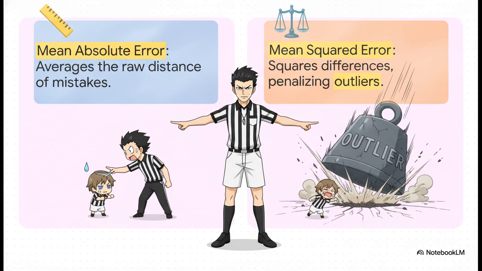Because we are squaring the errors, a small mistake stays small, but a massive mistake? That becomes exponentially huge. MSE harshly punishes the algorithm for wildly missing a data point, which forces it to be far more precise and way more cautious about extreme outliers.